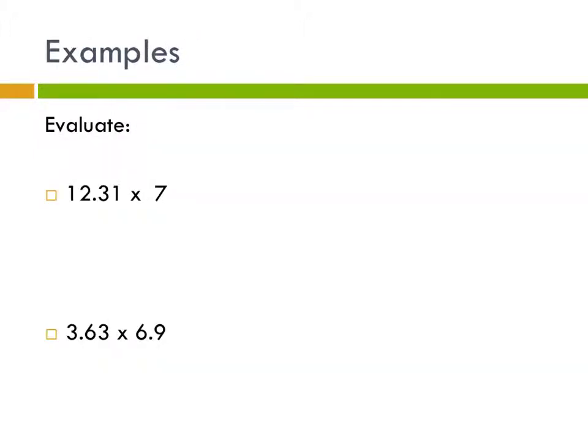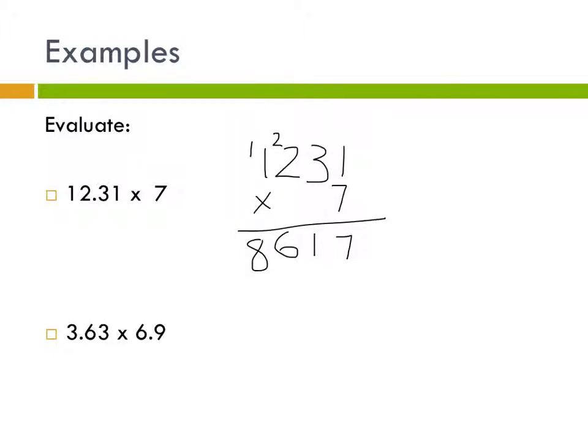So, let's have a look at these ones here. 12.31 multiplied by 7. So I perform my calculation as normal, ignoring the decimal point. Multiplied by 7. 7 times 1 is 7, 7 times 3 is 21. Put the 1, carry the 2, 7 times 2 is 14, 15, 16 for the extra 2 that I've carried, carry the 1, 7 times 1 is 7, plus 1 is 8. So my answer I've come out with is 8,617.